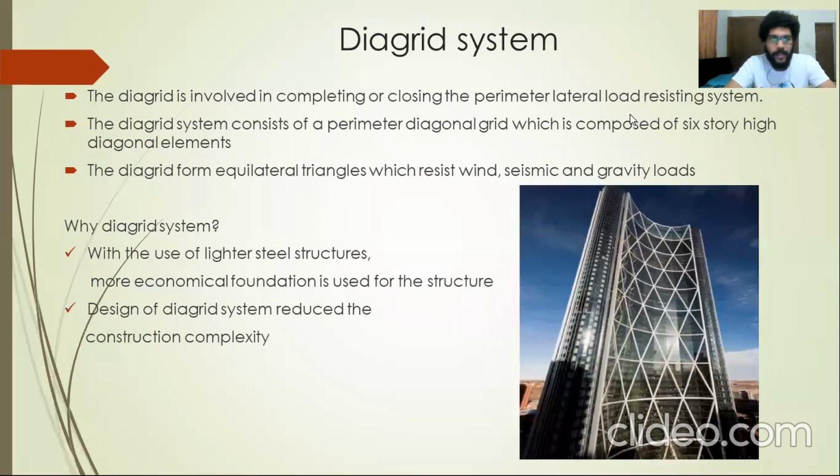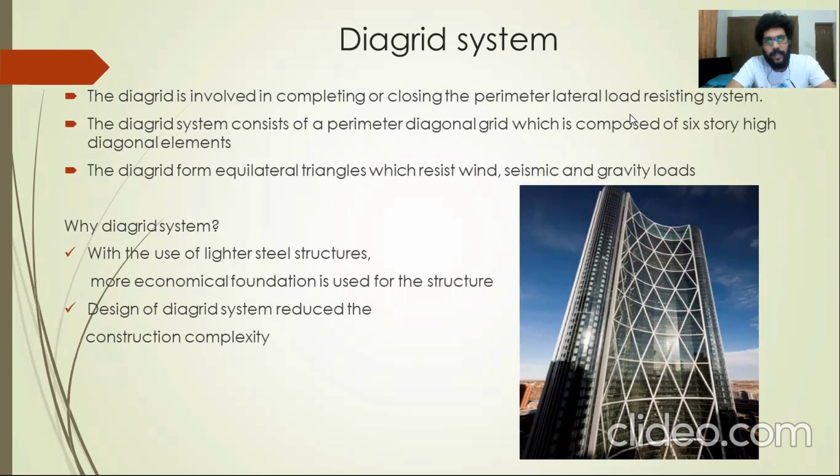Good morning all, myself Sanjay Salil. Now let's have a look at a few more structural systems that have been used in the Bow Tower. The diagrid system. The diagrid system is involved in completing the perimeter lateral load resisting system. At the preliminary stage of the design of the diagrid system, various cross sections of diagrids were studied to determine the impact on aesthetics, intrusion with the atrium wall, piece of connections, and constructability.